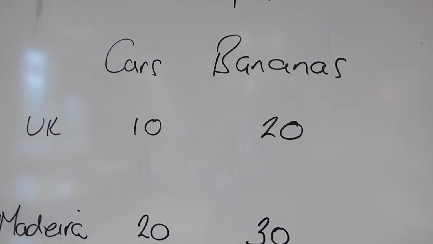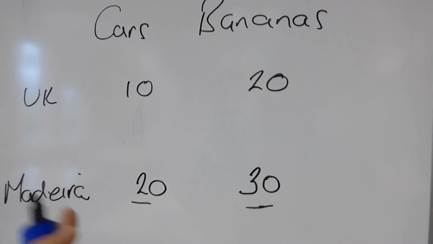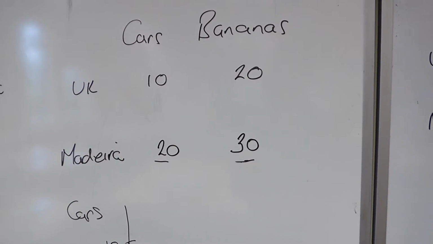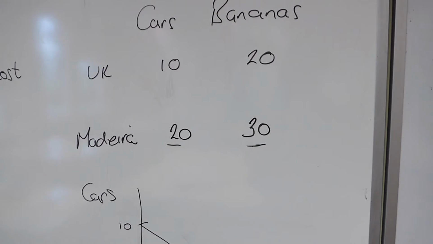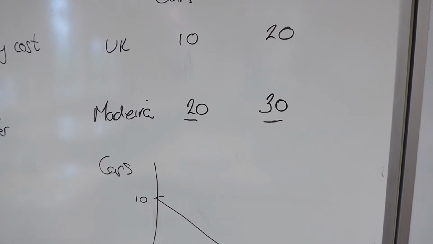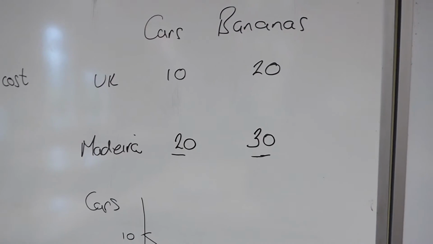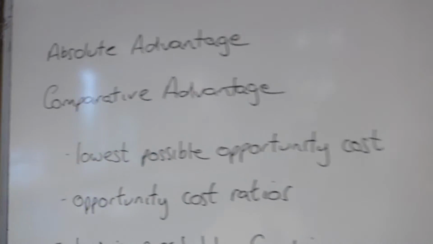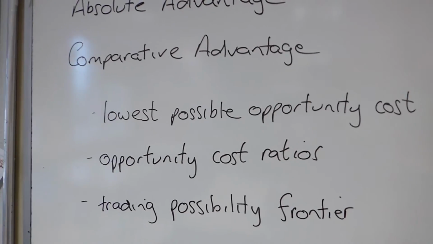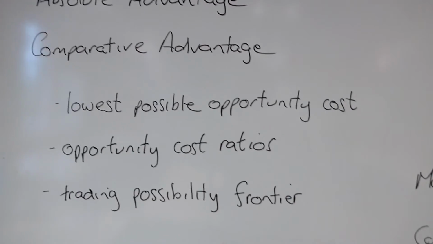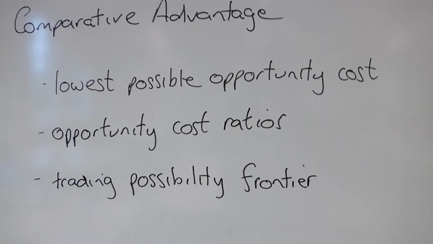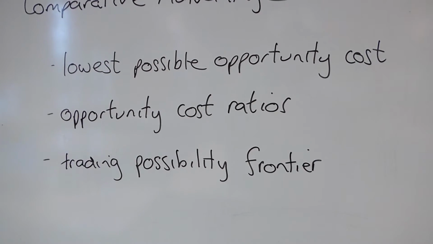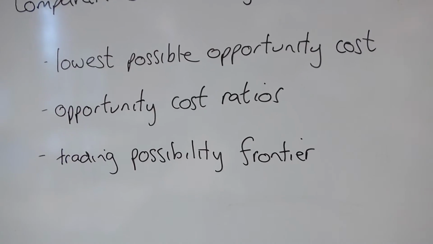Based upon output, Madeira has the absolute advantage, 20 and 30. But we need to ask ourselves, is there any basis for trade to take place here? Should either country specialise in one or other of the goods and then engage in trade? Well, in order to find out whether or not trade should take place, we need to consider comparative advantage, which country has the lowest possible opportunity cost in terms of its production. And in order to do that, we need to look at opportunity cost ratios.